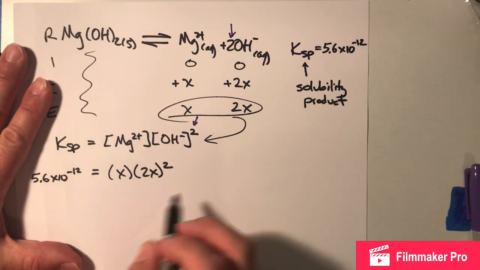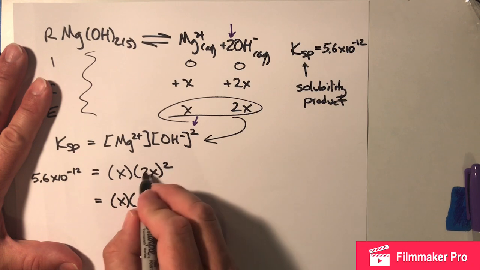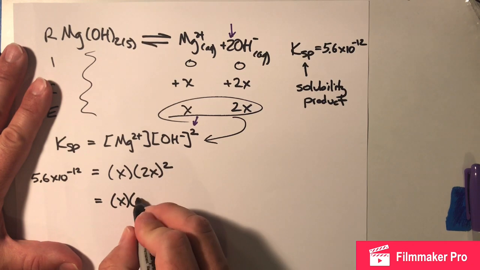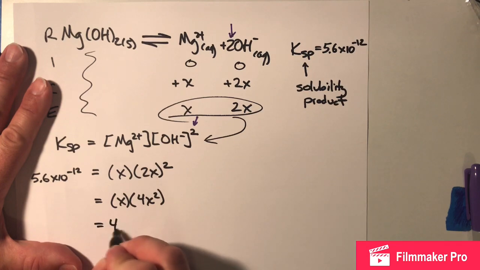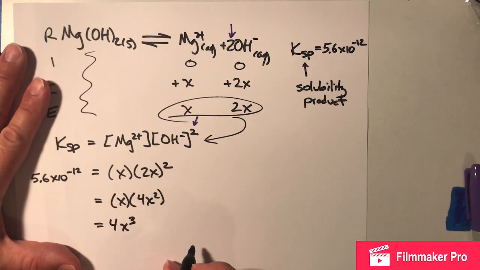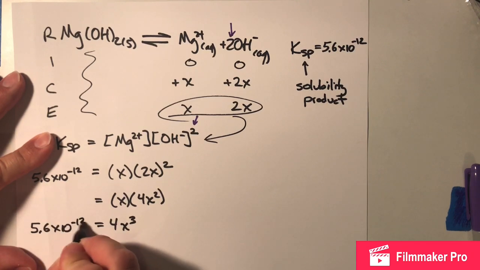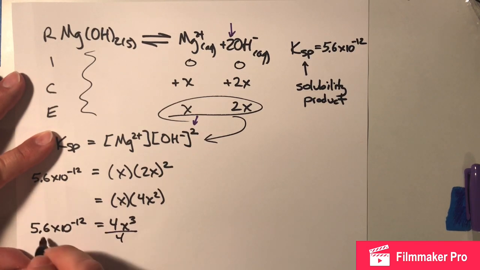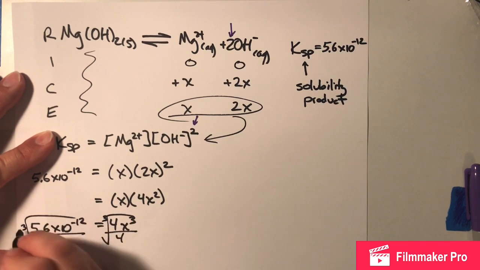When you simplify this, be careful with the algebra. So 2X squared, the square applies to both the 2 and the X. So this is 4X squared. And then you have another X here, so that simplifies to 4X cubed. And that's all equal to 5.6 times 10 to the minus 12. Then you divide both sides by 4, and you take the third root to get the value of X.